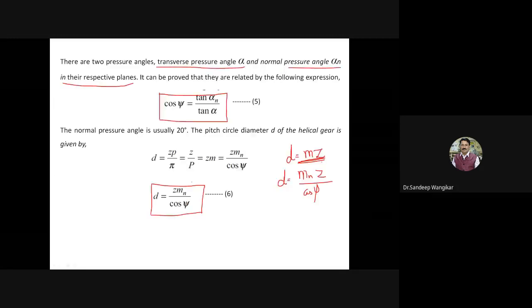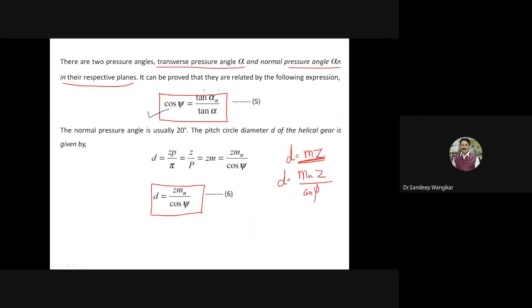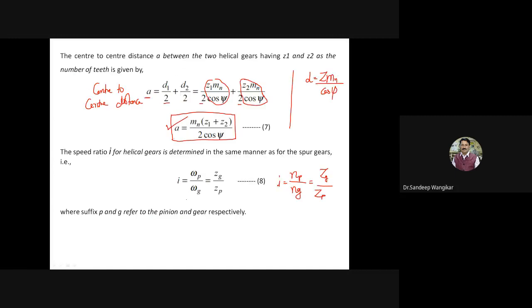Then there are two pressure angles. Alpha n is the normal pressure angle, and alpha is the transverse pressure angle. The relation between these two can be expressed as cos of psi is equal to tan of alpha n divided by tan alpha. Then for the diameter, generally we use the relation d is equal to m z. Substituting m as mn by cos psi, you get the pitch circle diameter equal to z mn by cos psi.